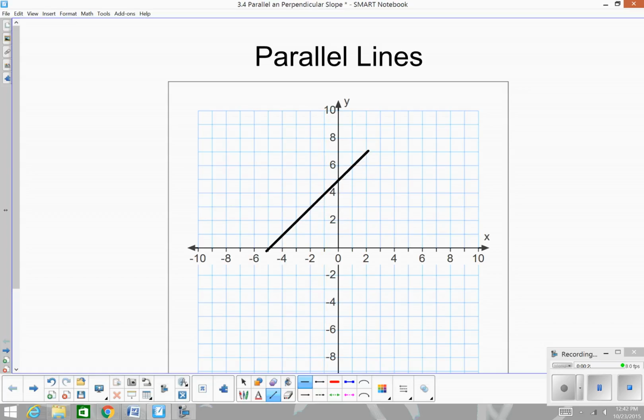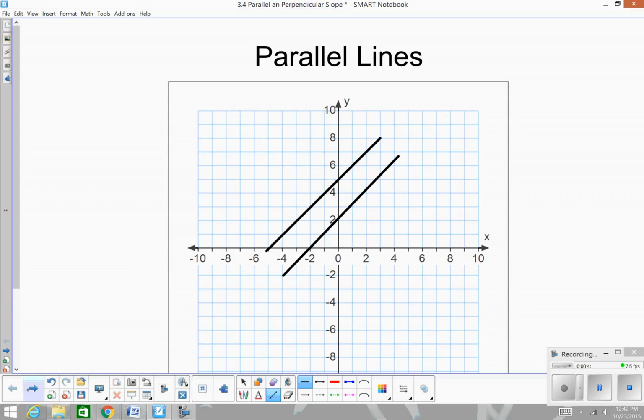So when we have parallel lines, we have two lines that, when you look at them on a graph, do not intersect. So they look something of that nature, like that. All right, so we have two lines that will never intersect. So they're lines that are next to each other that will never intersect.